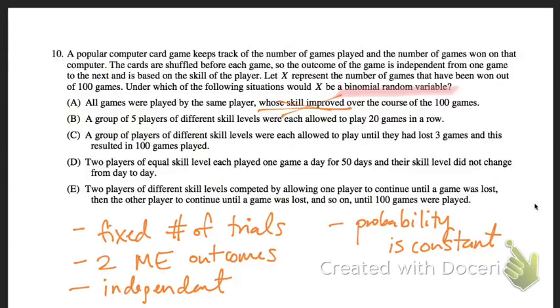B, a group of 5 players play 20 games in a row. Well, there's more than 2 outcomes with that one. C, it says until they had lost 3 games. That word until makes it geometric, if y'all remember that. Like you keep going until something happens. D, 2 players of equal skill level play 1 game a day for 50 days and their skill level did not change. So it would be D. And then this one it says until, so that's what makes it wrong. Does that help a little bit?